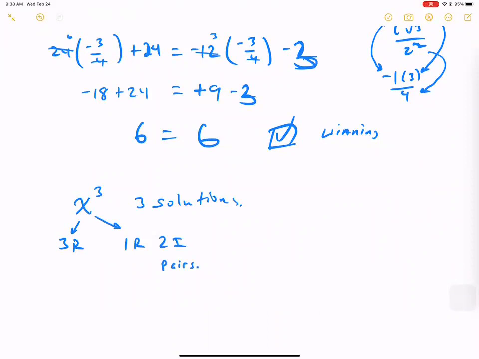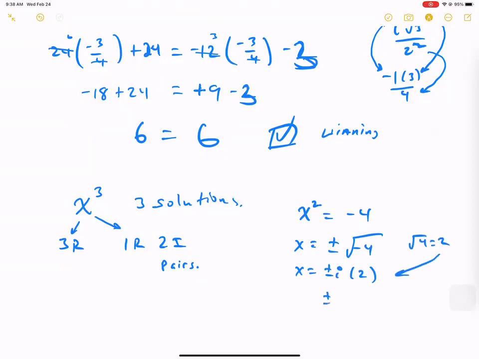Why do they always come in pairs? It's because when I take a square root of a negative number, we always write that plus and minus version. Remember, we always write the plus and minus, and then we end up with plus and minus i times 2, because the square root of 4 is 2. So we have plus and minus 2i. We always end up with 2 versions of that.